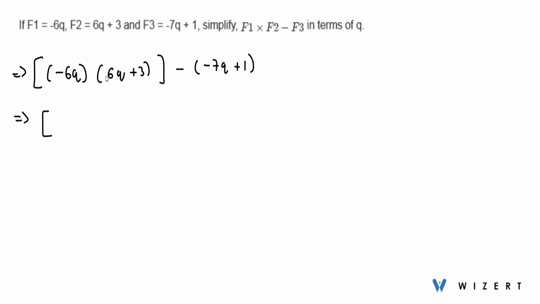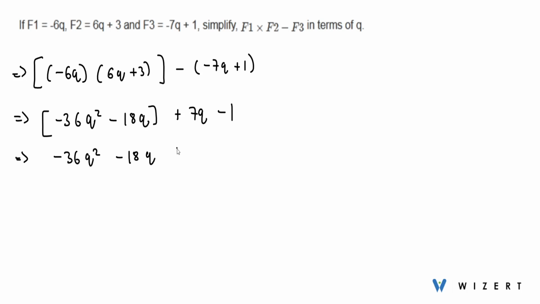So minus of 6q multiplied by 6q will give us minus of 36q square, and then minus of 6q multiplied by 3 will become minus of 18q, and from here we have minus of minus 7q will become plus 7q, and minus of plus 1 will become minus of 1. So we are going to have minus of 36q square minus of 18q plus 7q minus 1.